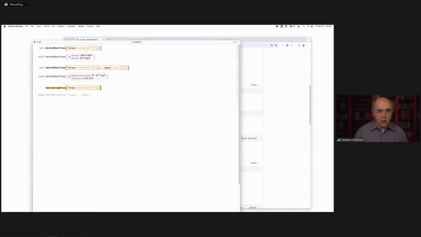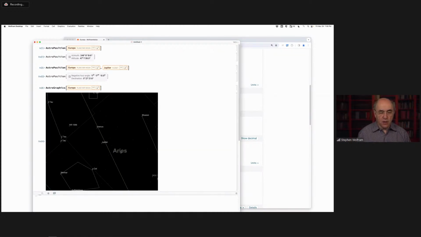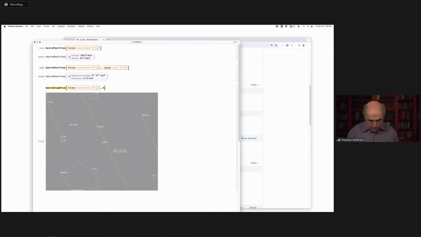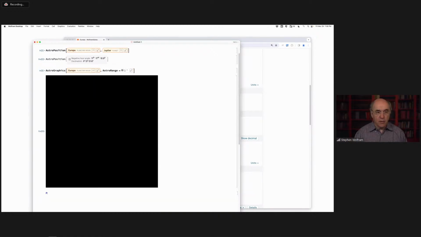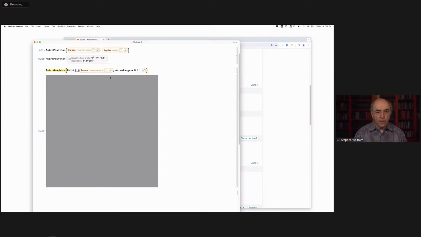Well, let's first of all do Europa in the sky relative to my currently believed geoposition. Okay, so there's Jupiter. It's in the constellation Aries, and Europa will be very close to Jupiter here. I'm sure if I say astro range, let's say 1 arc minute, that will zoom in right around the position of Europa. Not too exciting. It's all black there. And Europa is probably a very small dot. Let's see if I make it a point, and I say, for example, style that green.